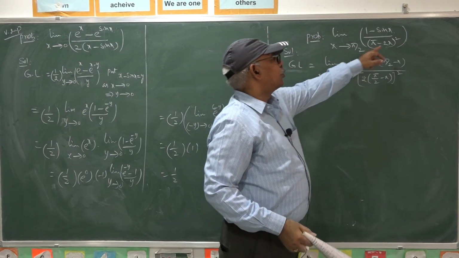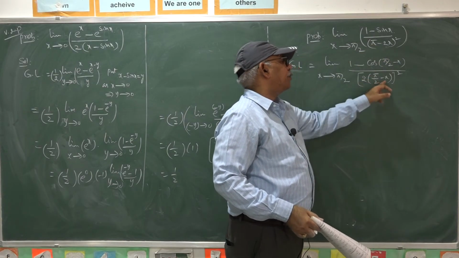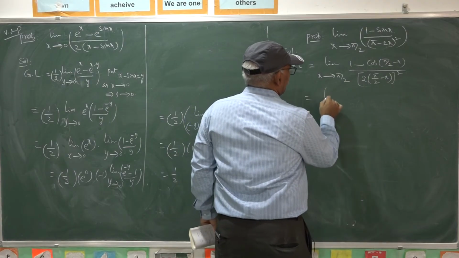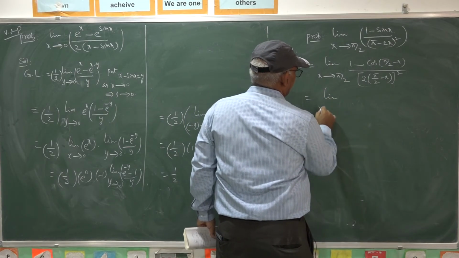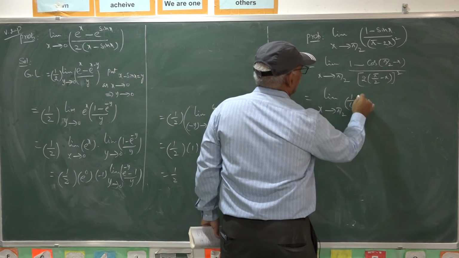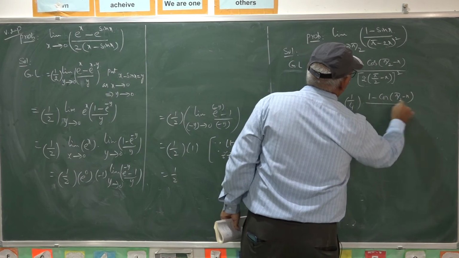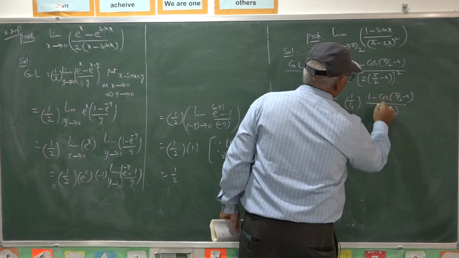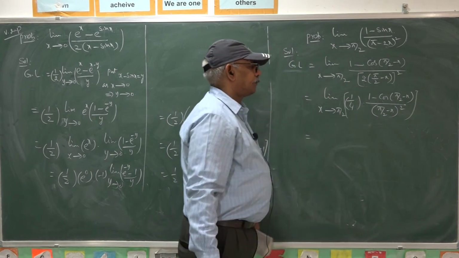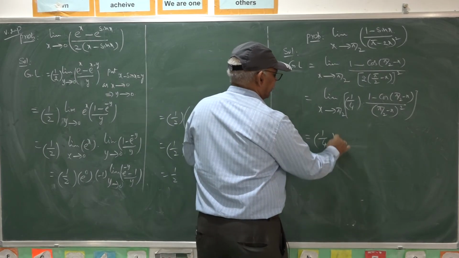Once you take 2 common from these two terms, you get 2 into (pi by 2 minus x) whole square, here taking the whole square. So it may be written as limit as x goes to pi by 2, 2 square is 4, so 1 by 4 into (1 minus cos of pi by 2 minus x) by (pi by 2 minus x) whole square. 1 by 4 is constant, you can take it out.